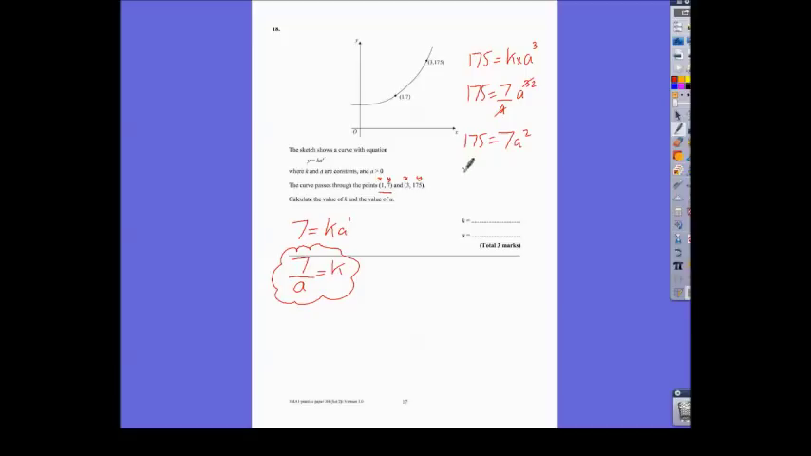Divide by 7, we've got that a squared is 25. So a must be the square root of 25, which is 5. Now if a is 5, we can put that into here. k is just 7 over a, so 7 over 5, and that's 1.4. So k would be 1.4.